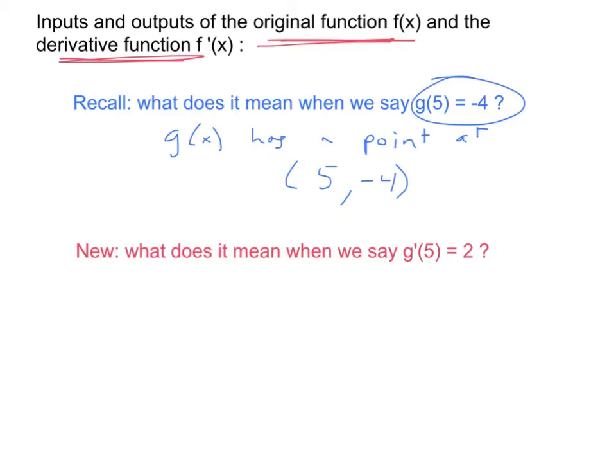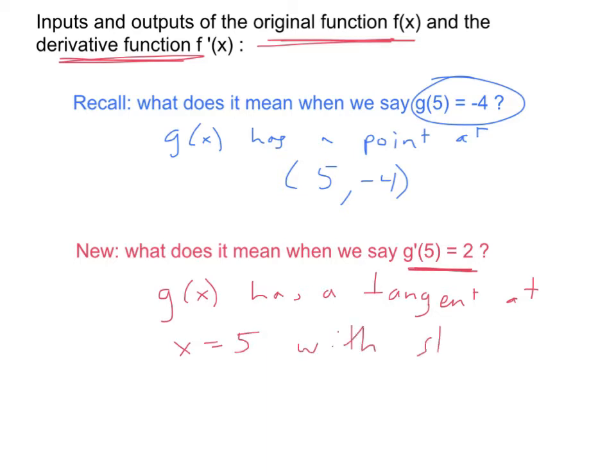Okay? Now the newish thing, new to you yesterday: what does it mean when we say that g prime of 5 equals 2? Like, what does that thing mean? Right? And I hope you'll pause and remember from yesterday. That means, because there's the prime, this is a statement about the slope of the tangent line. This means that g of x has a tangent at x equals 5 with slope 2.